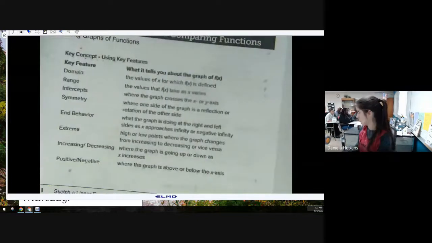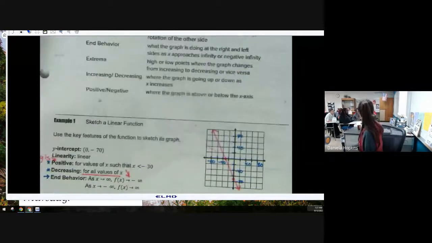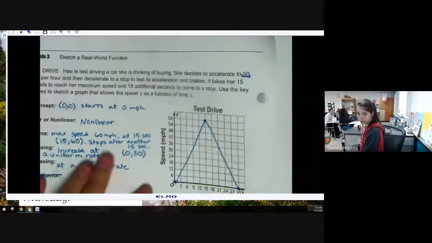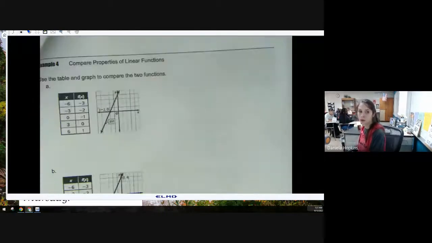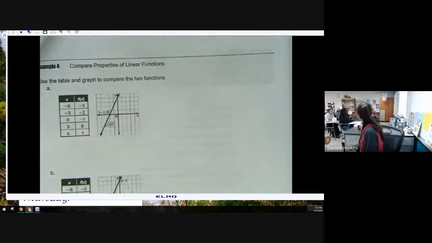Yesterday, we talked about, like, if I give you key features of a linear function or a nonlinear function, or a story problem like this, you can draw the graph. Today, I am going to give you a graph and a table. These are two different functions, and you're going to compare them.